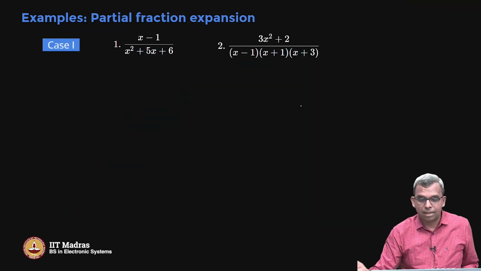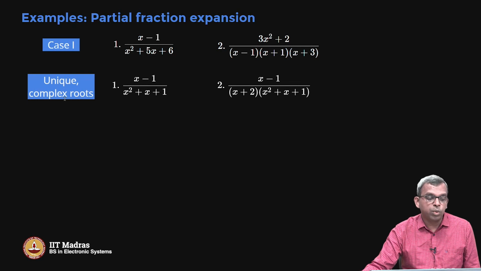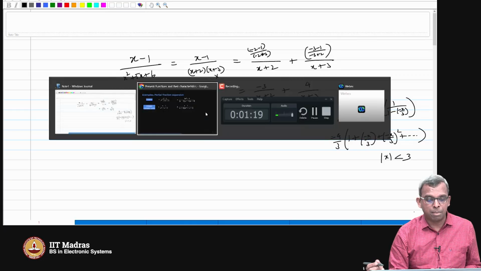Okay, so that's one thing, and this one I'm not going to do, it's very, very similar. You can do it very easily. Case 2 is unique complex roots. It proceeds in exactly the same fashion. Just for comfort, I'll show this simple case. You have unique roots, but some of the roots may be complex. Complex or real, it doesn't really matter.